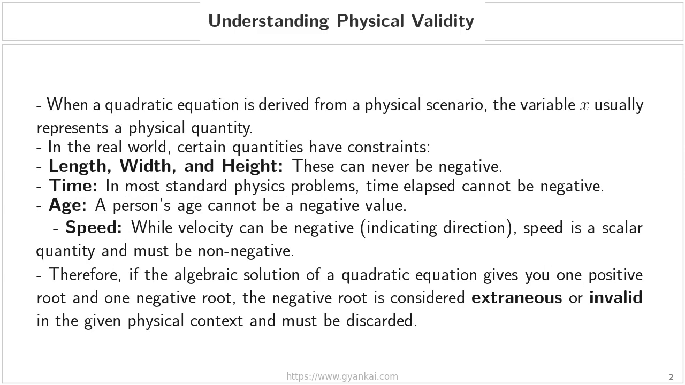So, here is the most important takeaway for your exams. If you solve your quadratic equation and your algebraic results give you one positive root and one negative root, you cannot simply list both. That negative root is considered extraneous or invalid because it contradicts physical reality. In these cases, you must explicitly discard the negative value and only proceed with the positive one.